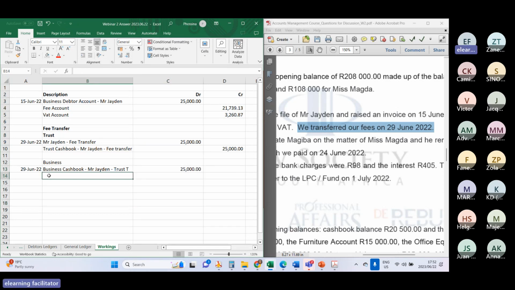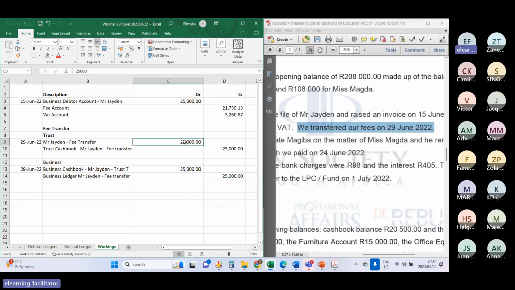It's receiving 25. And then we are now... Our client has paid us. So in his business side, in his account, we're going to credit him. So this is a business ledger. Remember, this is the business side. We separate from trust, and then it's fee transfer. It's like that. 25,000. So if you can have a look, it's more of like business account receiving, trust paying.